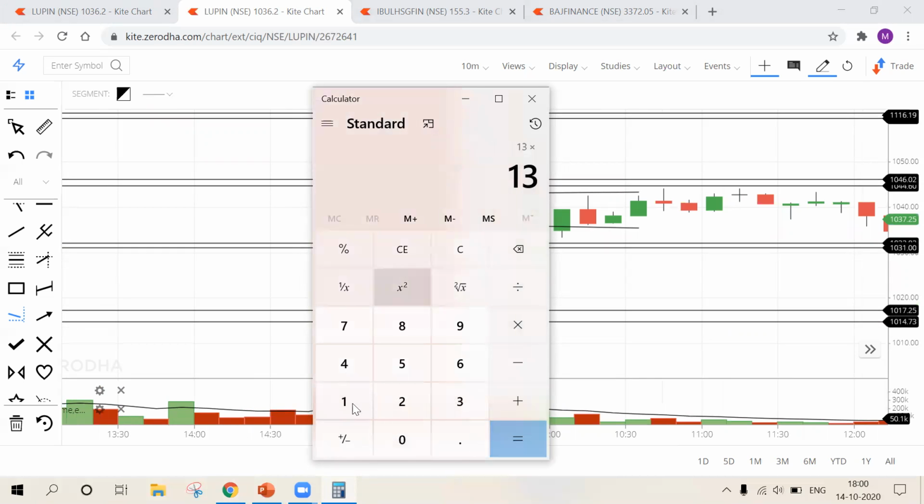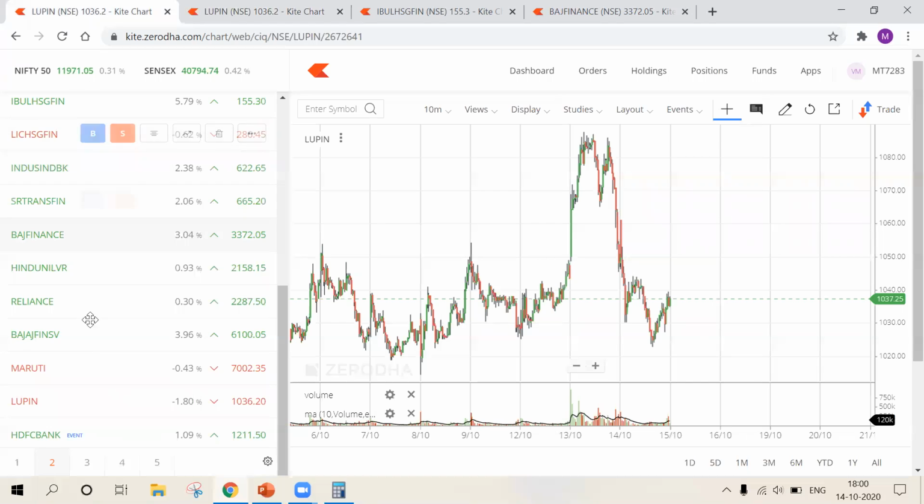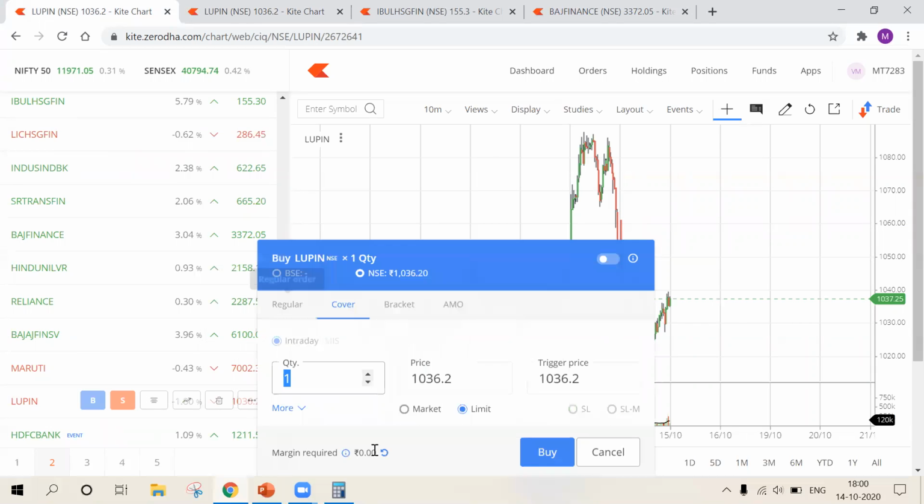How much? 13 points profit. Imagine that you are entering with only 1,000 quantities. 13,000. Okay. To enter with 1,000 quantities, let's look at Lupin. Where is Lupin? Lupin, buy, and 1,000 quantities. For 1,000 quantities, you need 59,000.